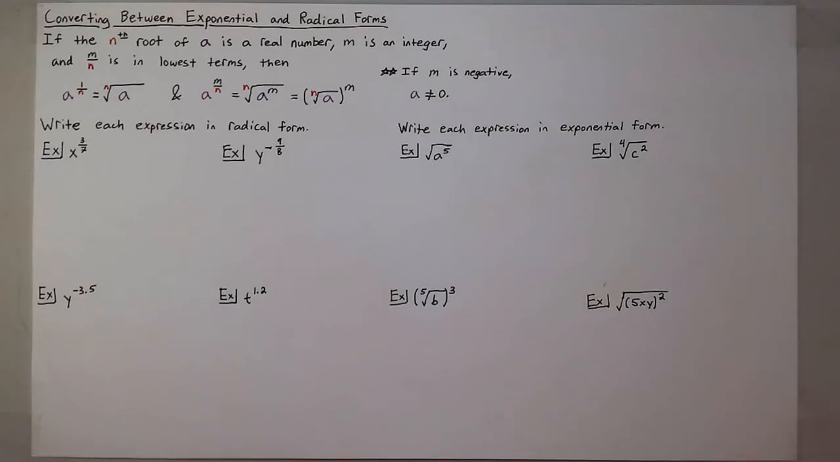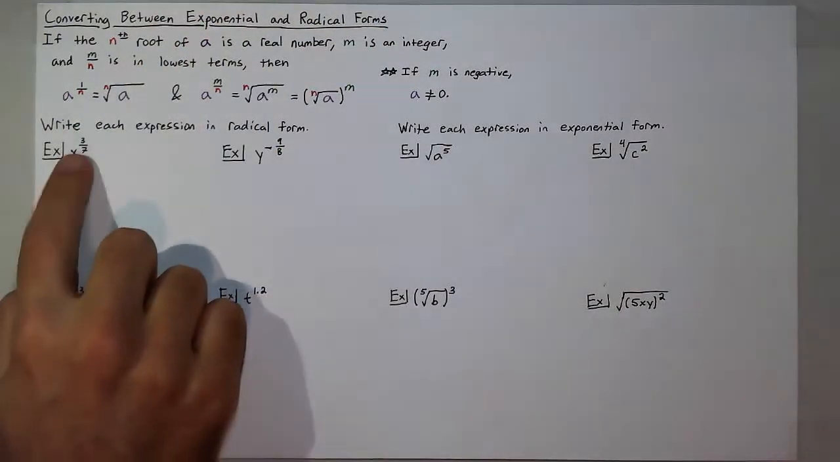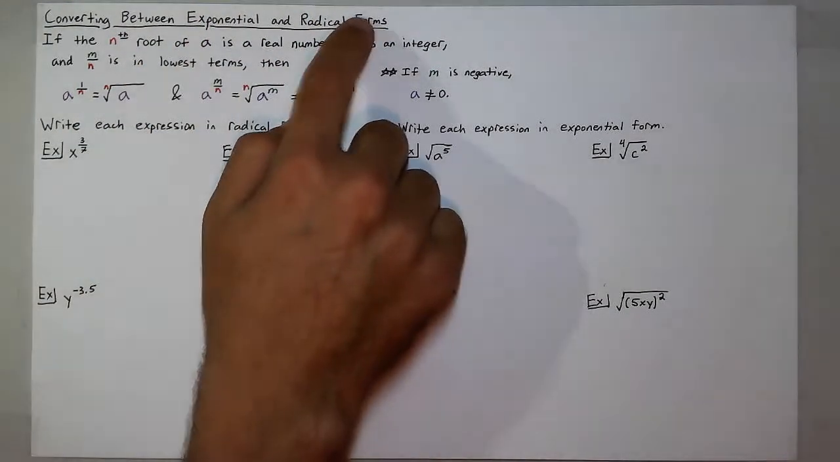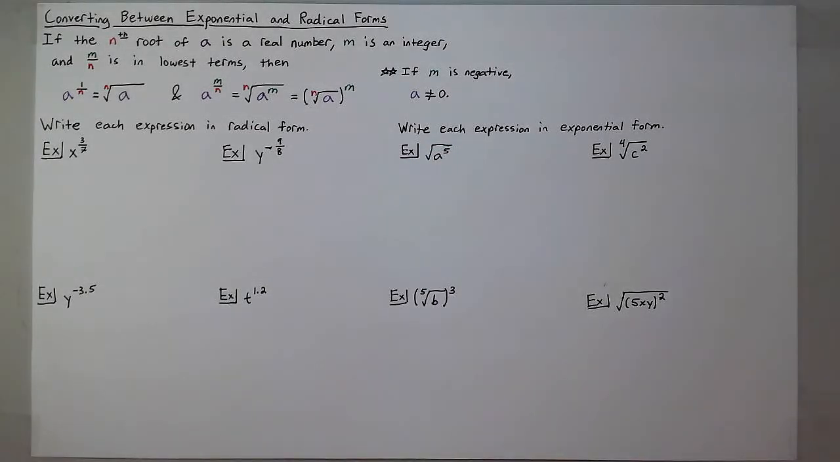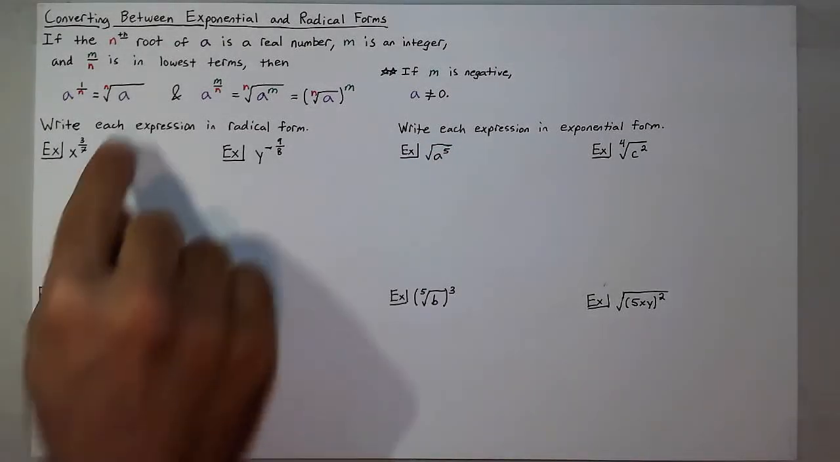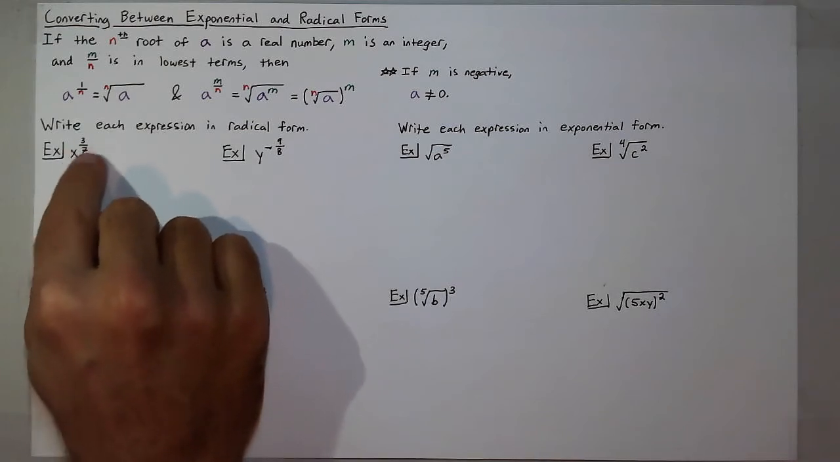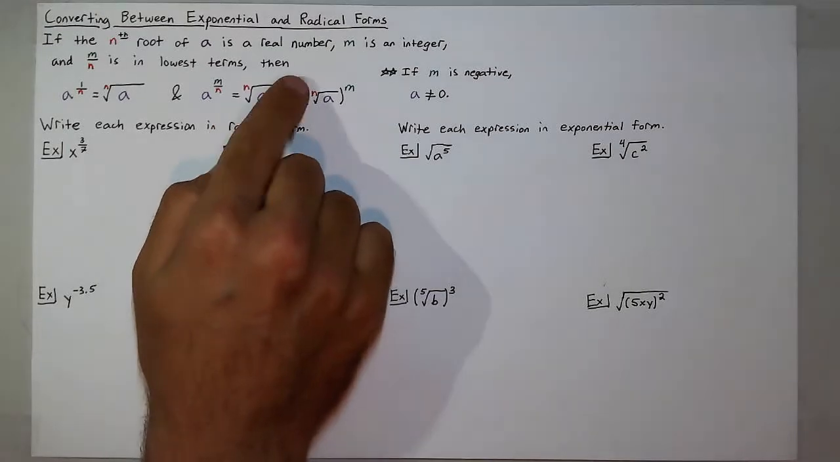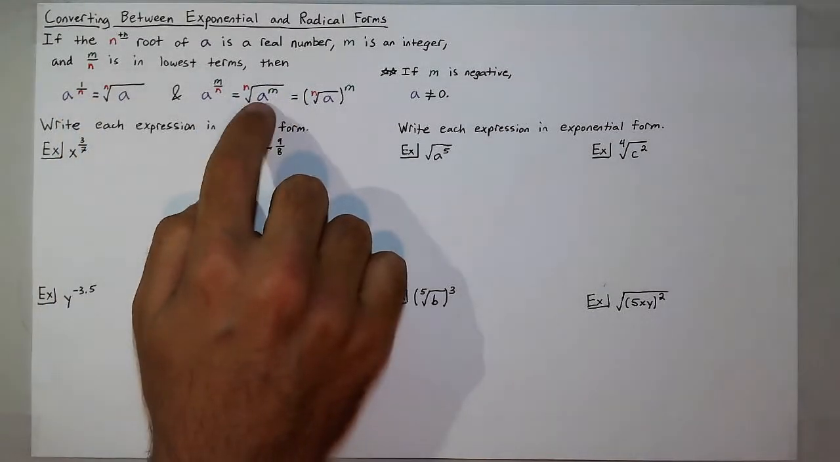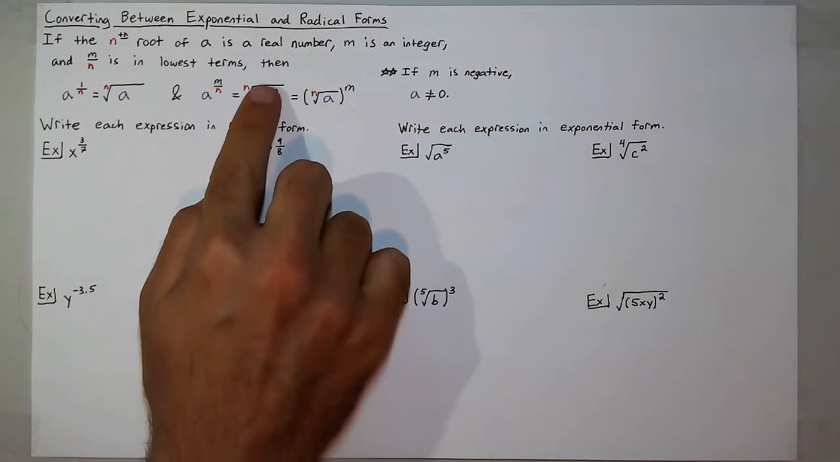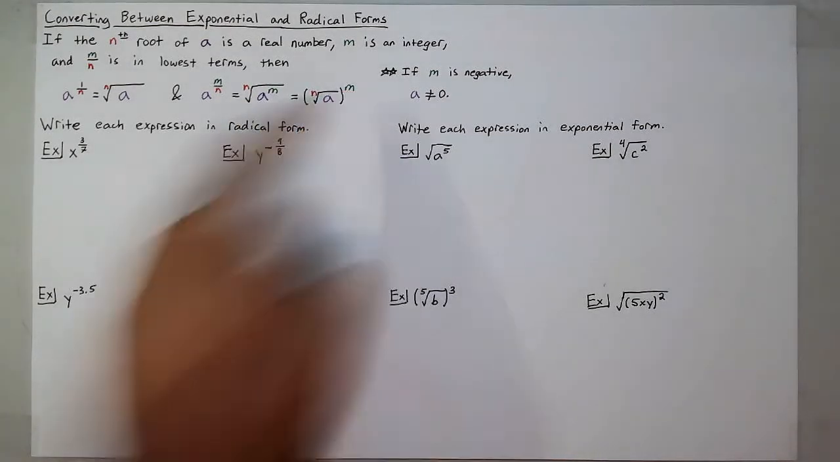In this video, we're going to learn how to convert between exponential and radical forms. Now, an exponential form is just a term with an exponent, while a radical form is a term with a radical. So in order to convert between the two forms, you need to remember that the denominator of a fractional exponent is the index of a radical, while the numerator of that fraction is the power you raise that term to, whether it's on the inside of the radical or outside of the radical.